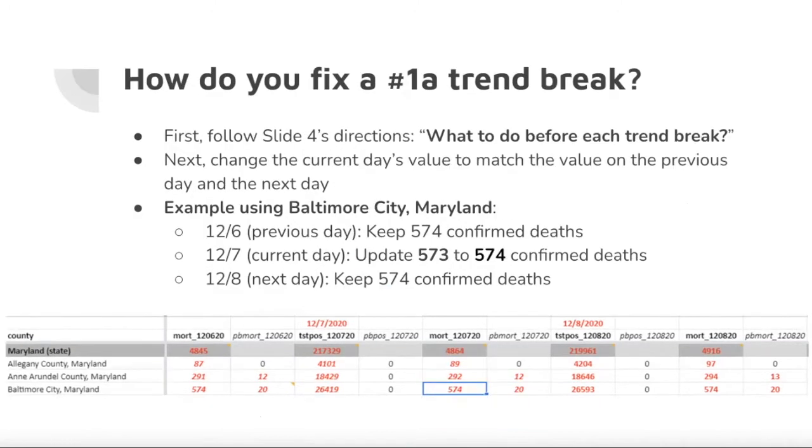How do you fix one of these trend breaks? As a reminder, you do not need to do any research for one-day anomalies. What you will do is you will update the current day's value to match the value of the previous day and the next day.